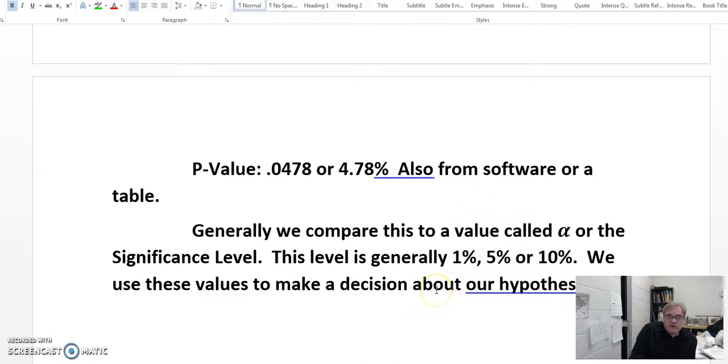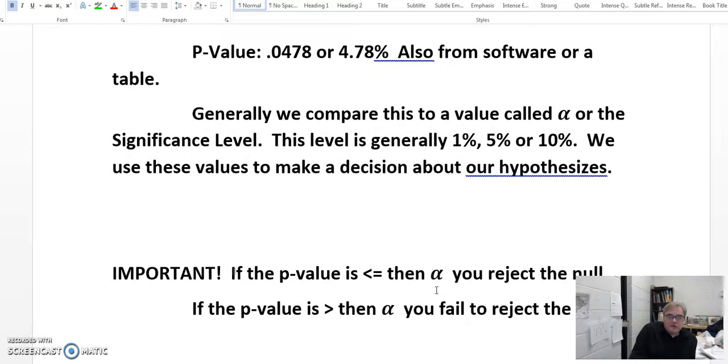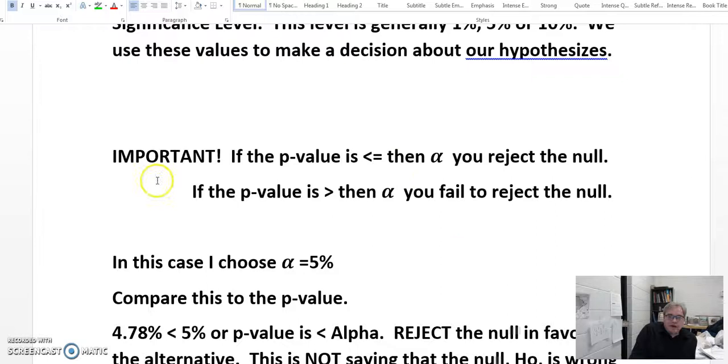We use these to make a decision about our hypotheses. So I would pause right now and write down what I have after this, it's important. Just write that down. I have to tell you an alpha. If I don't, use 5%. Sometimes I won't on tests. So if I don't tell you, alpha is 5%. Otherwise, the problem will say the significance level is this.